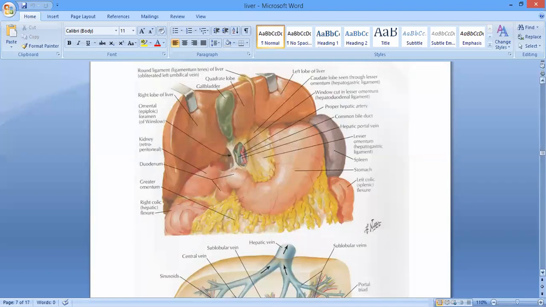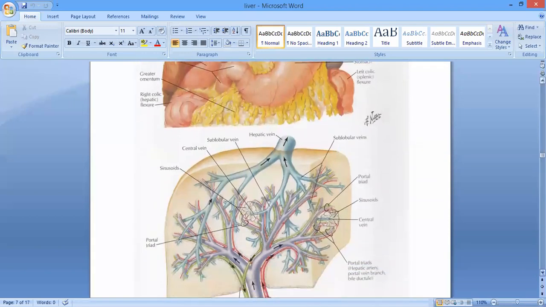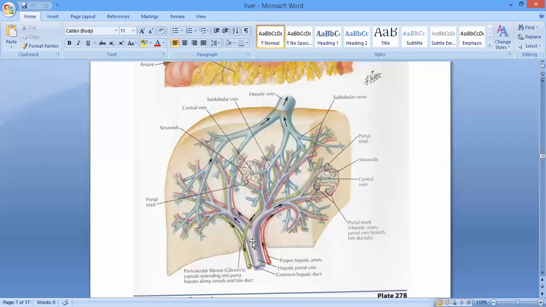It's carried into the liver by the two sources. कौन-कौन से two sources हैं जी? Hepatic artery and the portal vein. And you see, the 20% of the blood supply to the liver is carried out by the hepatic artery, and 80% is carried out by the portal vein.